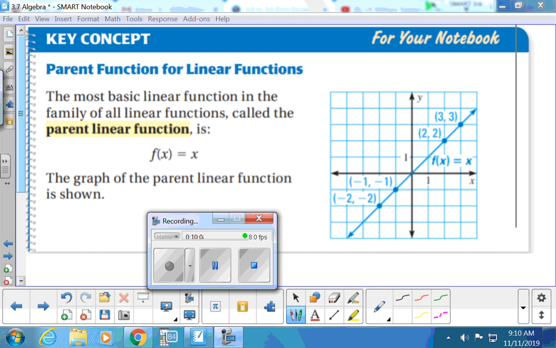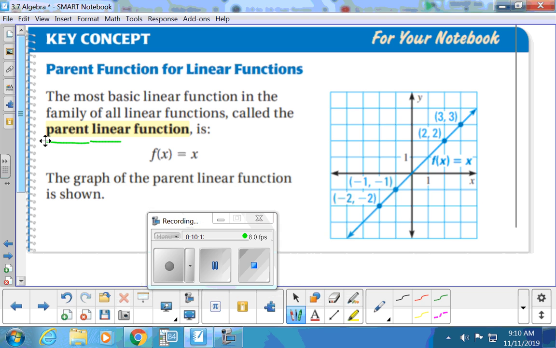We have something called a parent function. A parent linear function is just the most basic line you can ever draw. Here's its equation. So I have a couple questions for you. What is the slope of that equation? It's an invisible one that's living right about there. And what's the y-intercept to that equation? 0. Good. So that's why it's very basic. Slope of 1, intercept of 0.